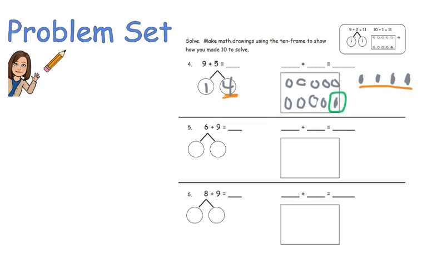And then in this equation, we're going to write 10 plus 4 equals how many? What's 10 plus 4? 10, 11, 12, 13, 14. And so 9 plus 5 is 14.